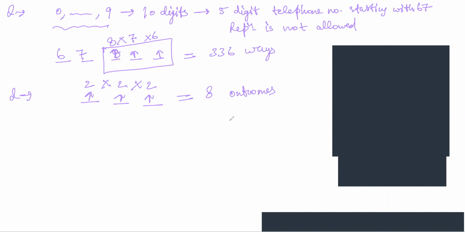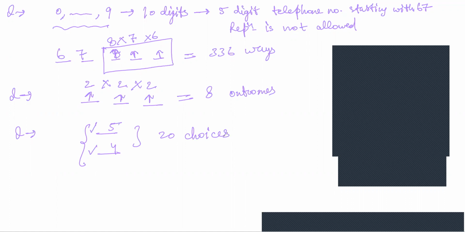Now the last question is: given 5 flags of different colors, how many different signals can be generated if each signal requires the use of 2 flags, one below the other? So you are given 5 flags. You have to make a signal which uses 2 flags, one below the other. This is the first flag, this is the second flag. You have 5 choices for the first flag, and then 4 choices for the second flag. So there are a total of 20 choices in which you can form the signal.